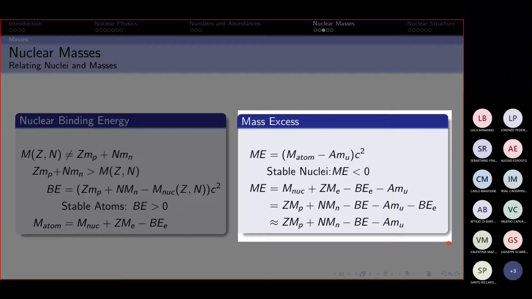Protons plus neutrons. Yeah. And I apologize to the people online. I just found out I was muted, so hopefully you can hear me okay. Maybe you don't want to hear me. Okay. All right.